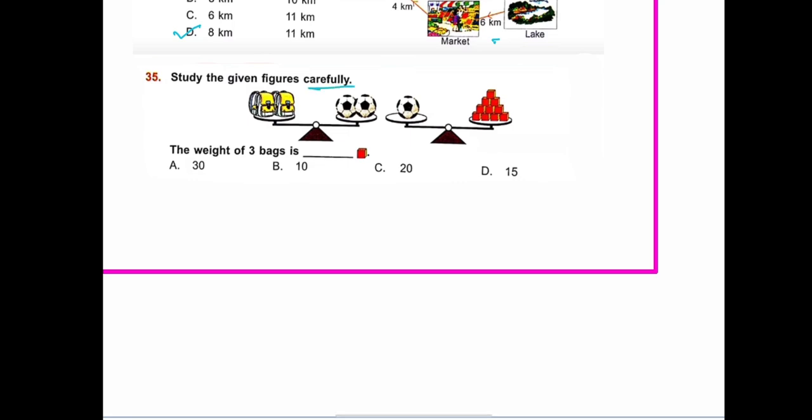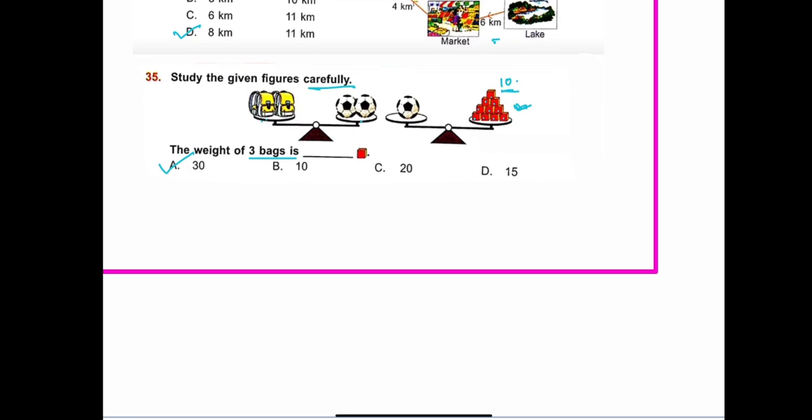Study the given figure carefully. Okay. So we have to find the weight of 3 bags. So first 2 bags weight is equal to 2 balls and 1 ball weight is equal to the given number of this cuboid shape. So then count the number of these cubes. 1, 2, 3, 4, 5, 6, 7, 8, 9, 10. So 1 ball's weight is equal to 10. Then 2 ball weight is equal to 20 and 3 ball weight is equal to 30 and 2 bag equal to 2 balls, so it means 3 bag equal to 3 balls, so it means it will be 30. Option A is correct answer.